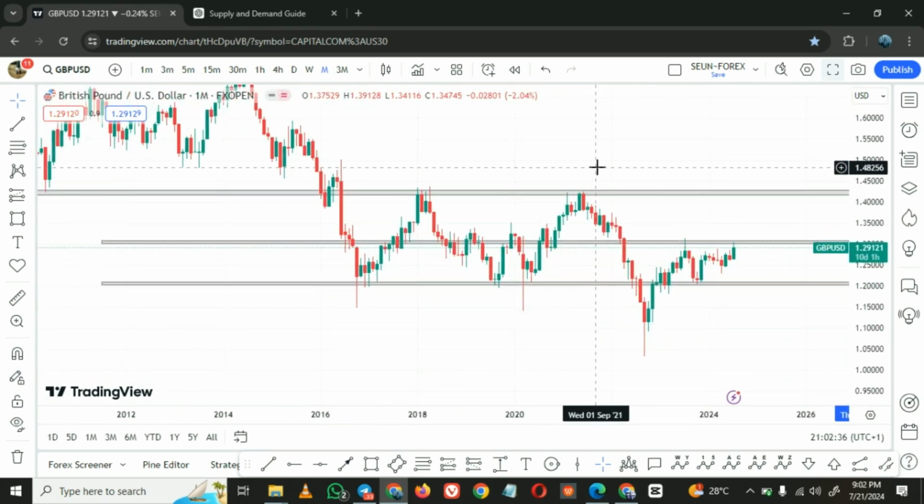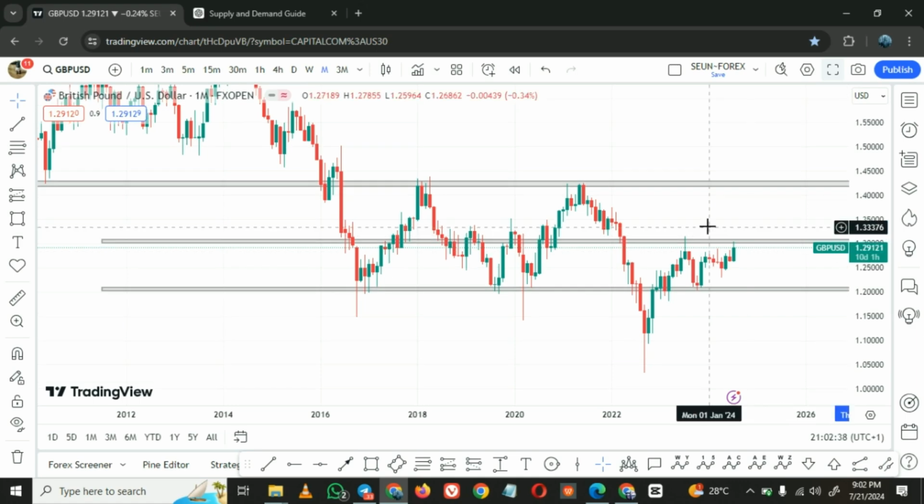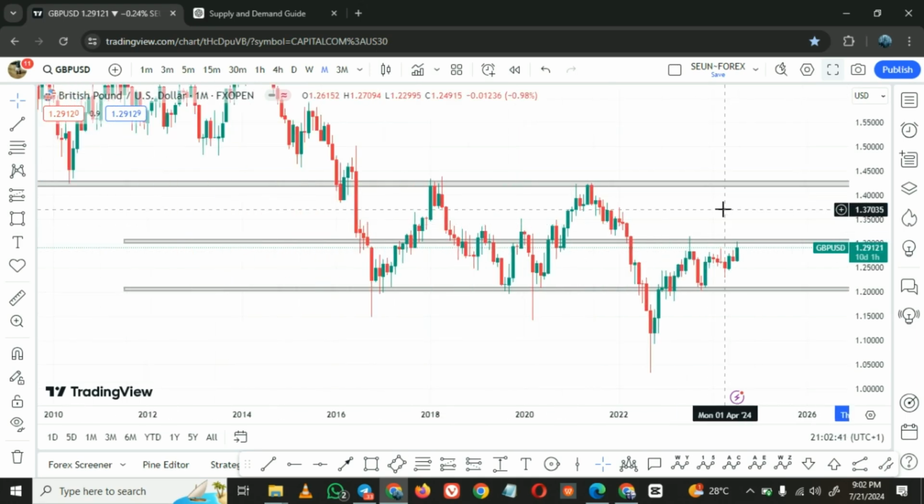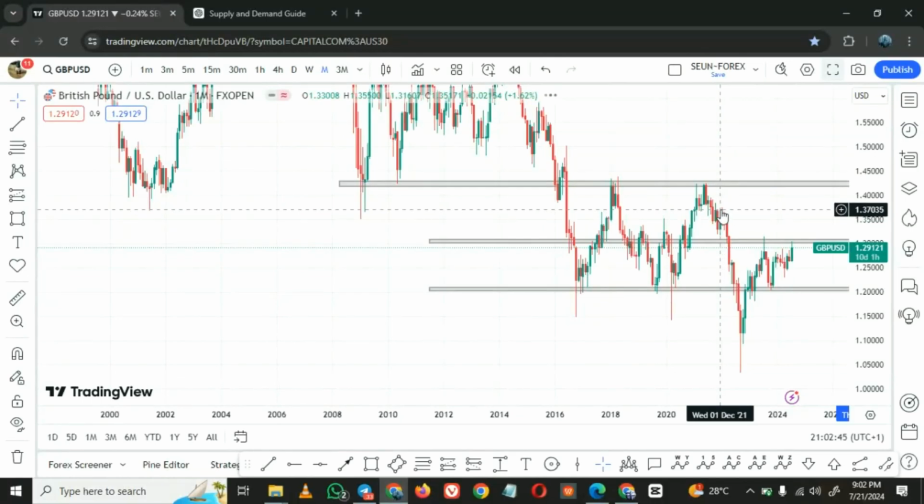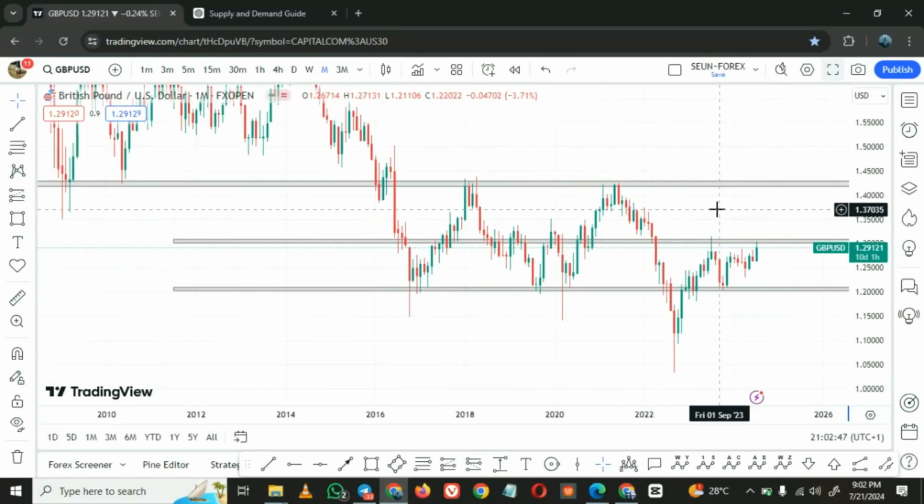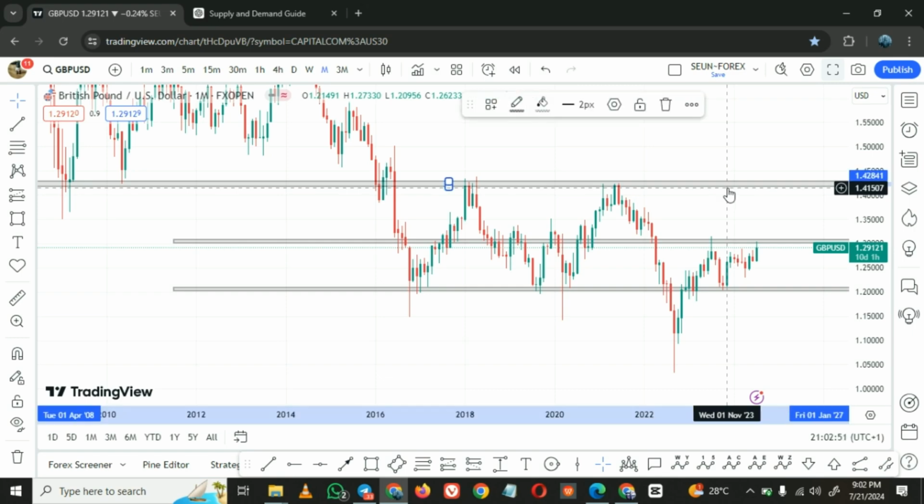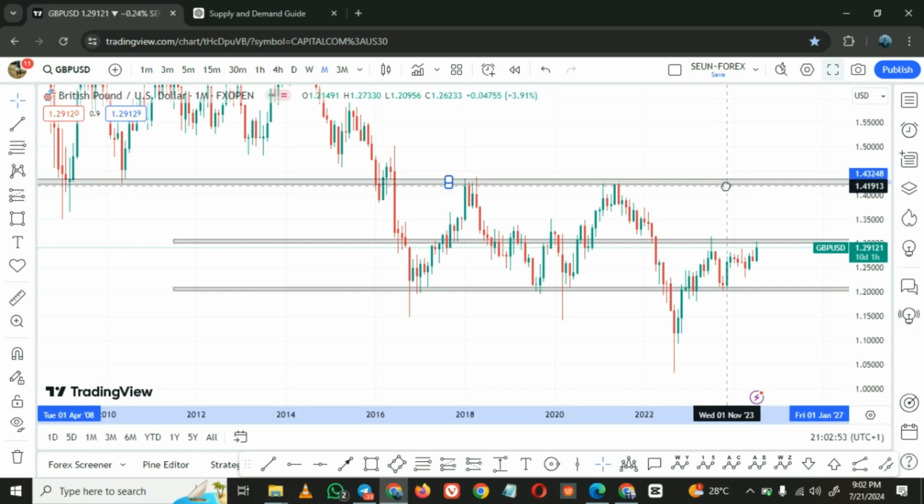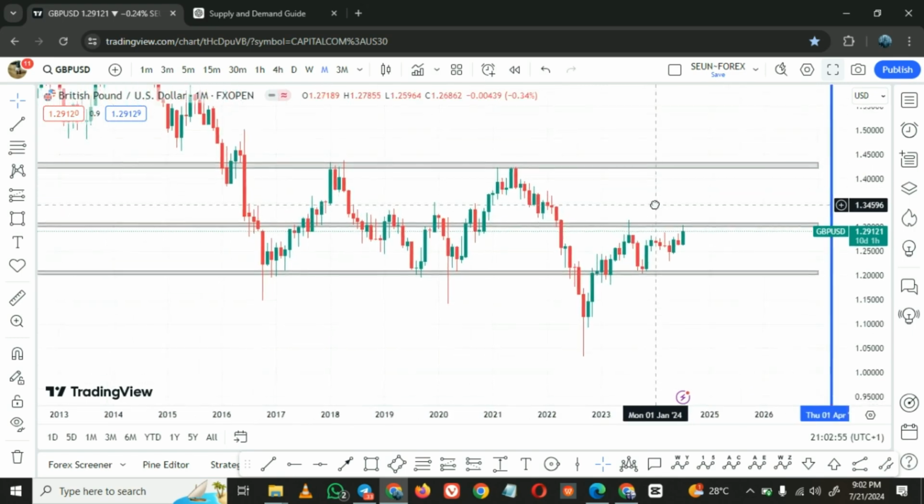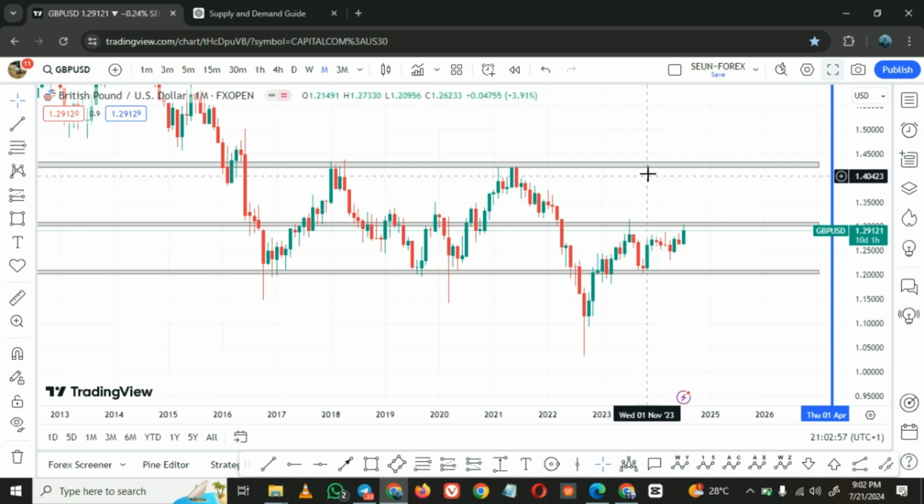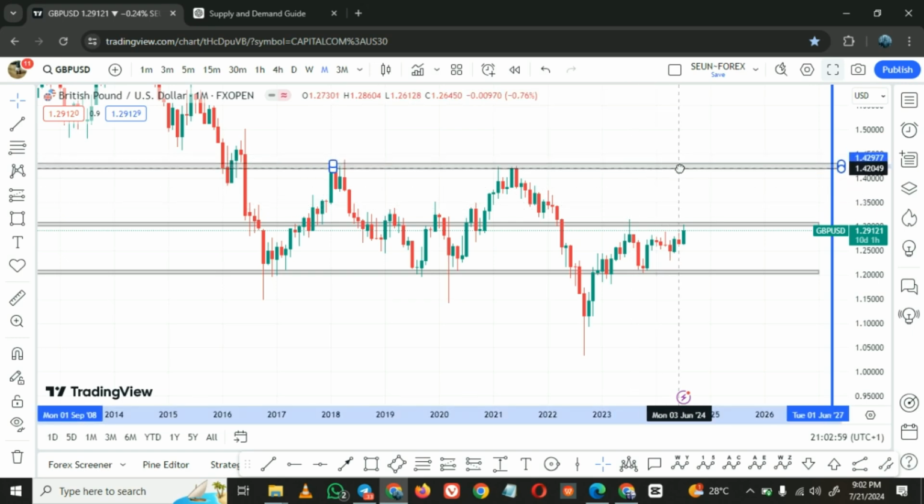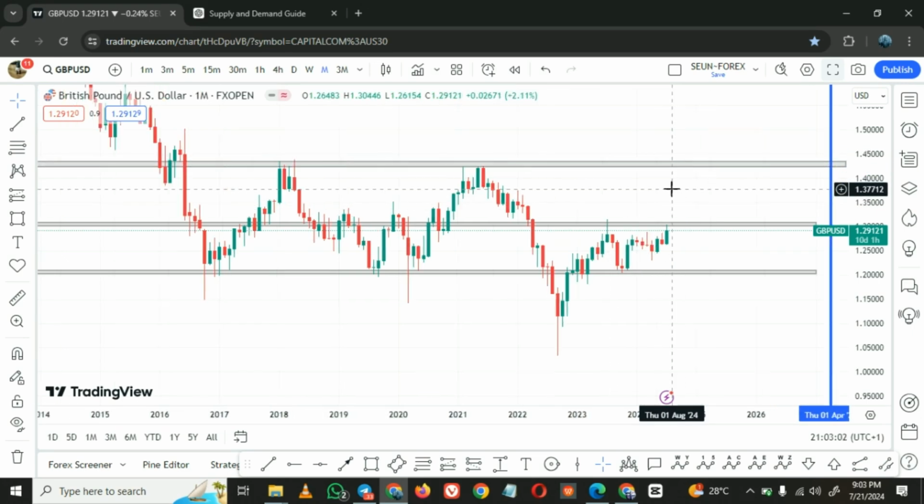This is the GBP USD monthly time frame, and in this monthly time frame we can see that the market reaches specific key zones through the previous price action in order to help us understand what the future might hold. Understanding the previous price action is one of the simplest ways for you to understand what is going to happen in the market in the future.